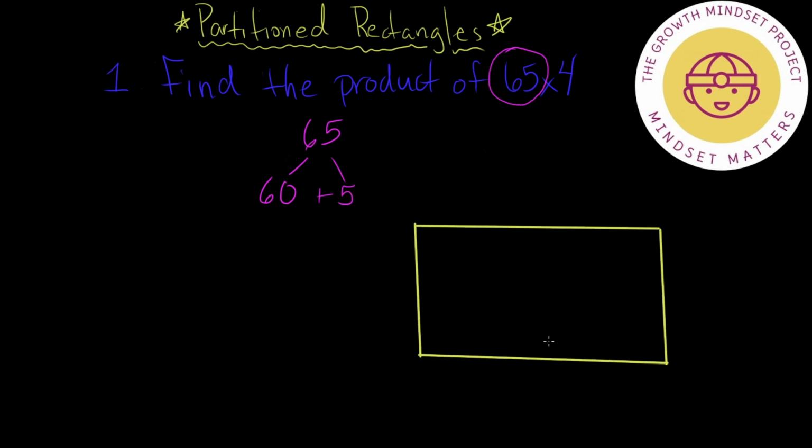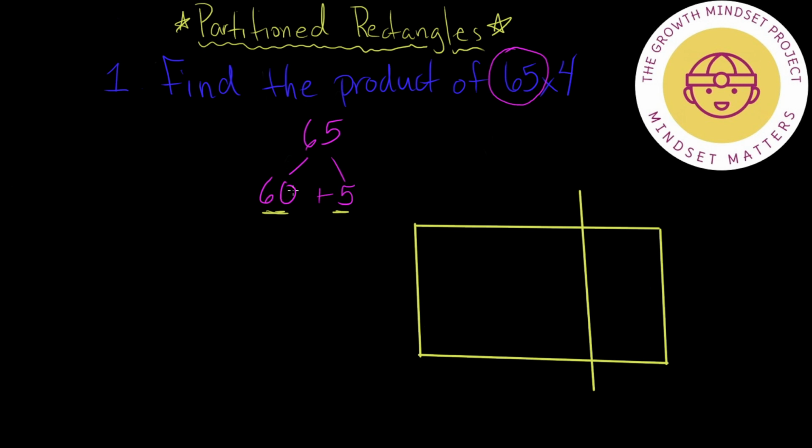So there's our rectangle. And we're going to partition this. Remember, we said partition is to divide something into parts. Okay? So I'm going to divide this rectangle right here. And the reason why I did it right there is because you'll see right here we have two numbers and one of them is bigger. So I wanted to keep this consistent, okay? So I can visually see that 60 is bigger than 5.